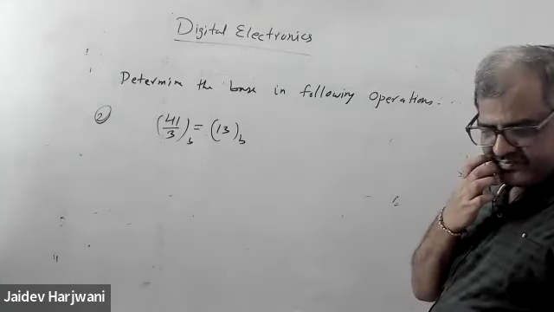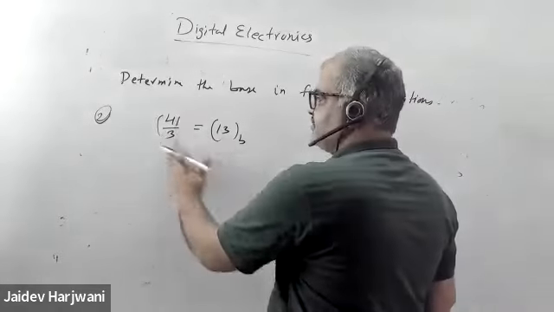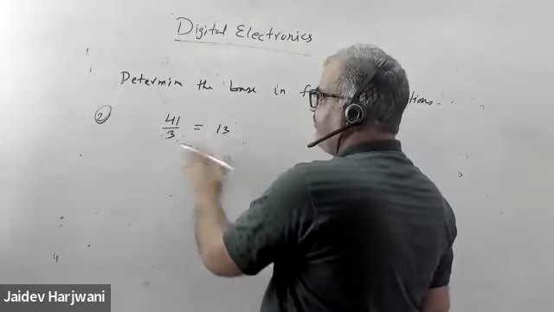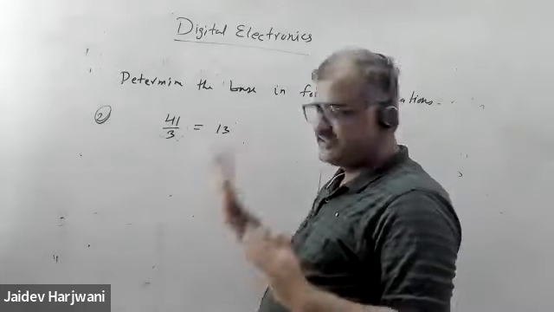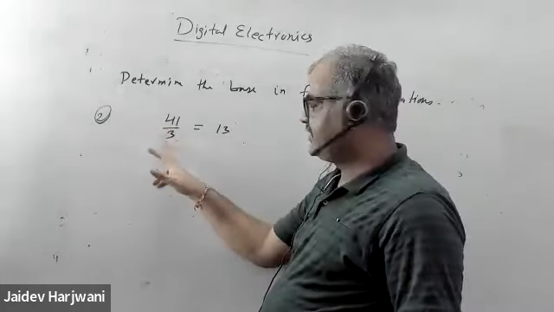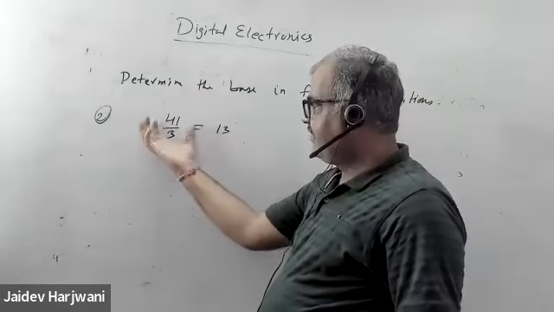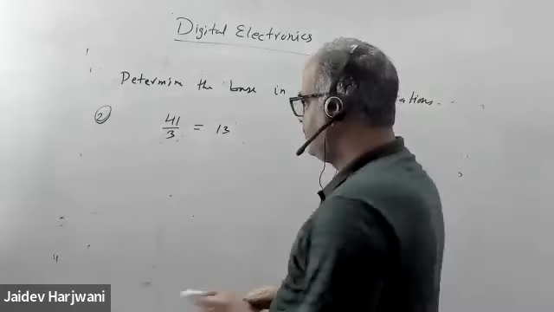Sir, both bases are to find, sir. See, I'm telling you, in some base system, when I divide 14 by 3, I get 13. Are you getting my point? In some base system, when I divide 14 by 3, this is not equal to decimal. In some number system, when I'm dividing like this, I'm getting this one. So what is the base?